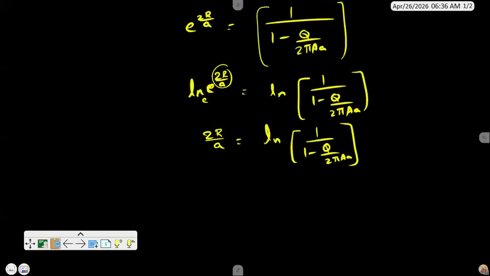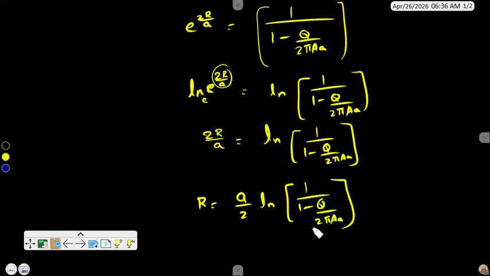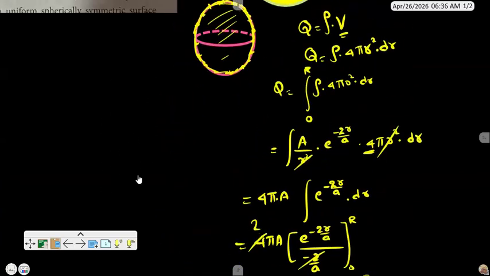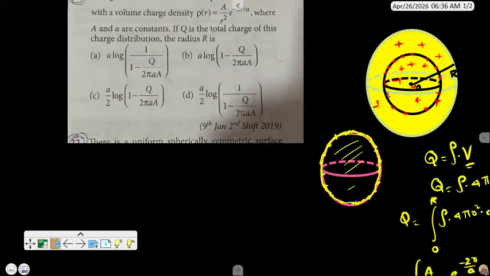Then we want the r value. R is equal to a by 2 into ln 1 by 1 minus q by 2 pi capital A small a. So this is your answer. Let us check the options. Capital R is equal to a by 2 ln 1 by 1 minus q by 2 pi small a capital A. This would be our answer. The answer is the fourth option.